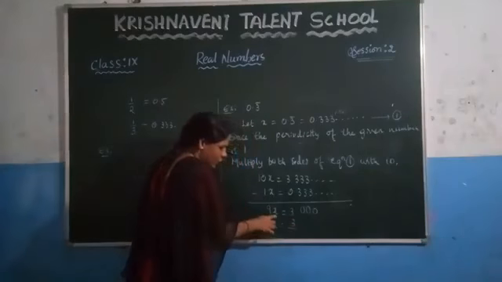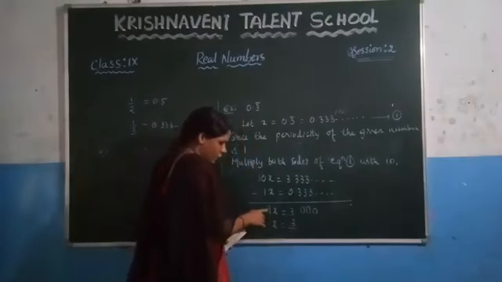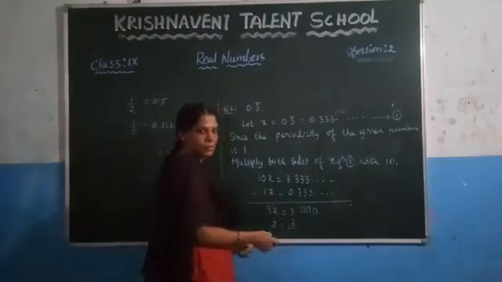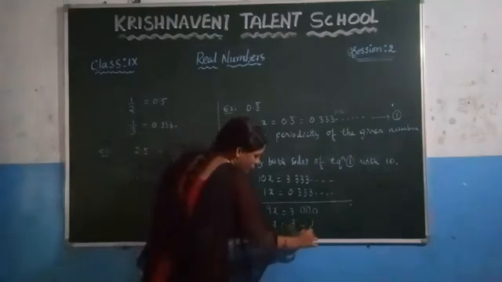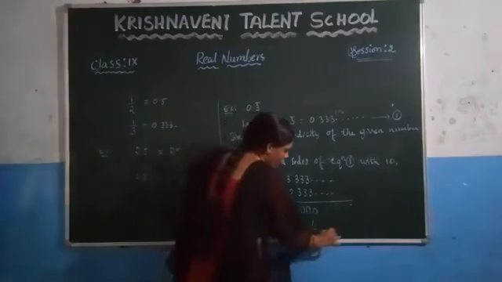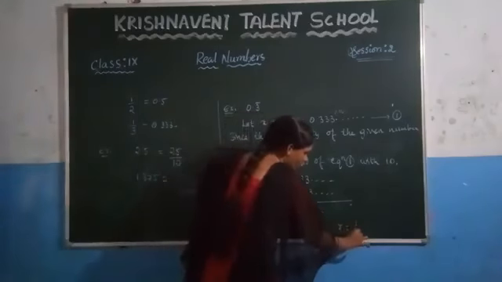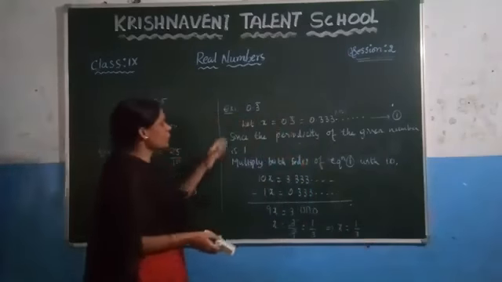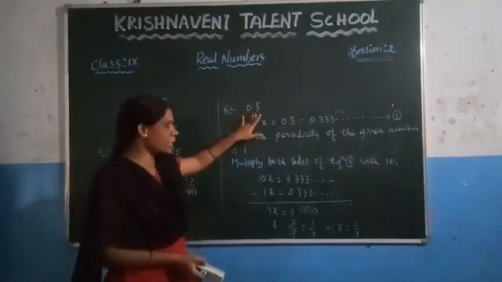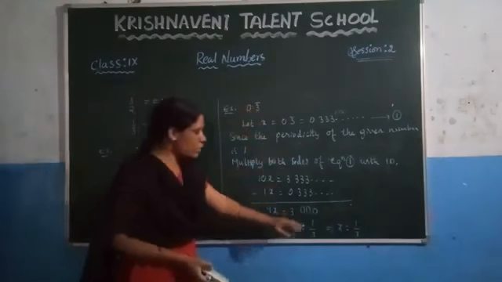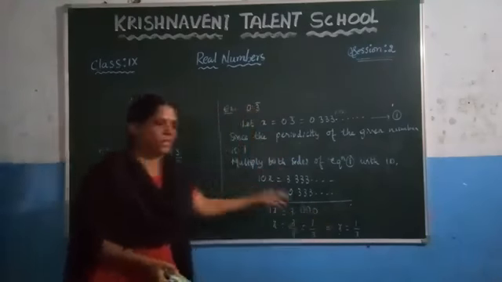Since 9 is multiplying x, if you take this 9 to the right hand side, it becomes division. So what will you get? x is equal to 3 by 9. Here 3 ones are 3 and 3 threes are 9. So what is the value of x? 1 by 3. Here we took the number as a recurring decimal and we have written this recurring decimal in the form of a fraction, so that we get the result as 1 by 3.